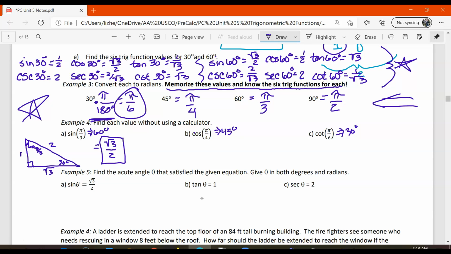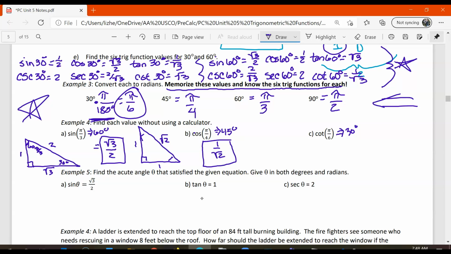Cosine of pi over 4 would be from your 45 right triangle. So these two angles are equal, and for that we put our 1 and 1, and our hypotenuse is radical 2. So cosine is going to be adjacent over hypotenuse, so we have 1 over radical 2.